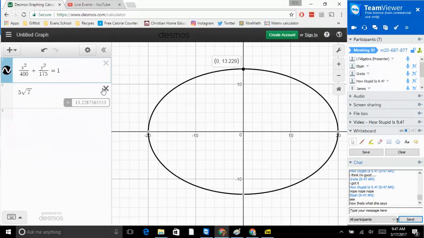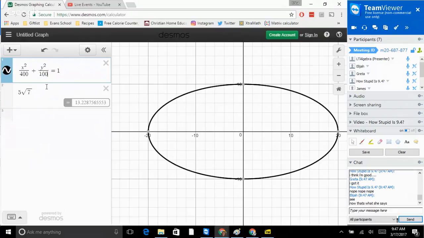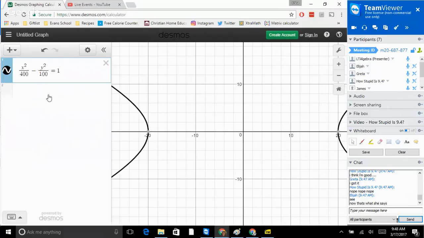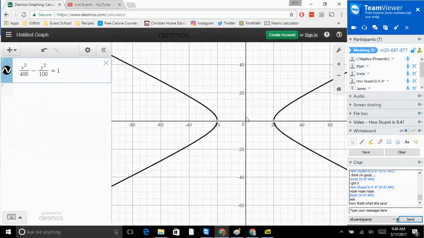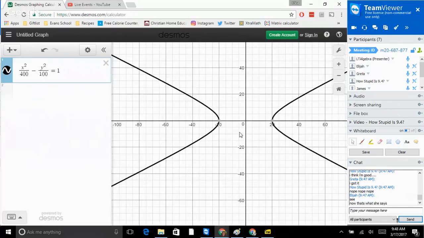Okay, so let's make this even a little easier. Make this a nice, easy ellipse, right? So we have x squared over 400 plus y squared over 100 equals 1. So that means that my vertices are at 20 and negative 20, and my co-vertices are at 10 and negative 10, right? What happens if, instead of hitting plus here, I subtract? We get something called hyperbolas.